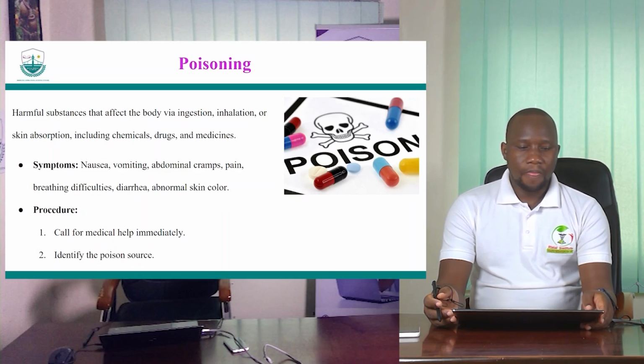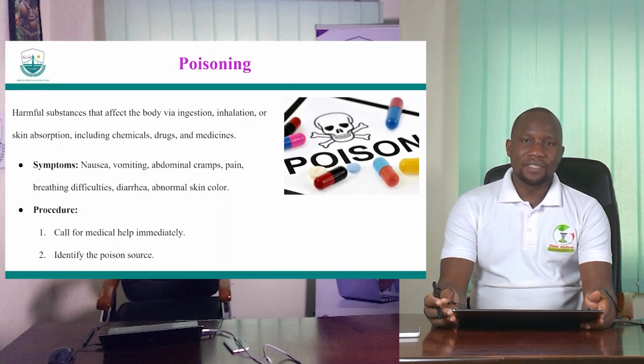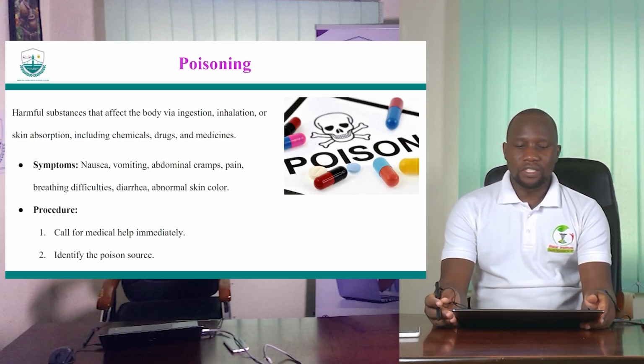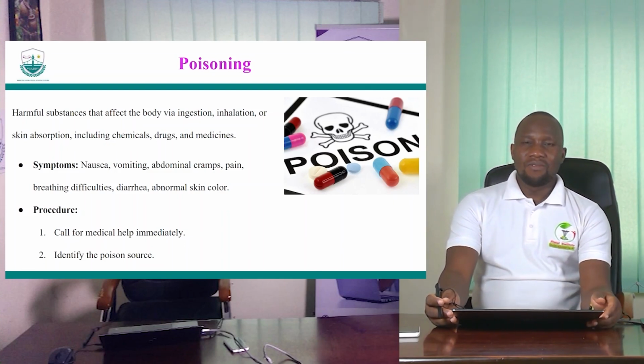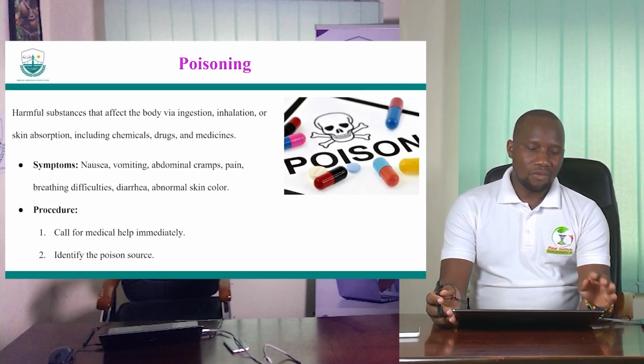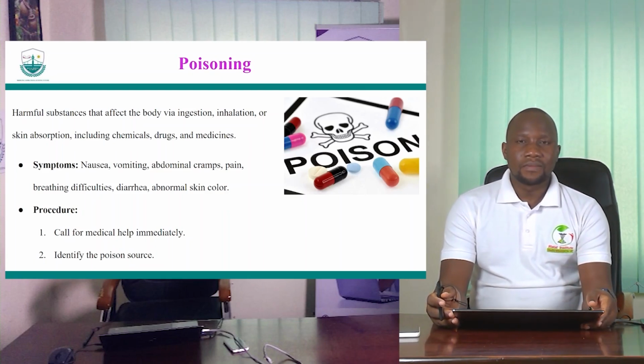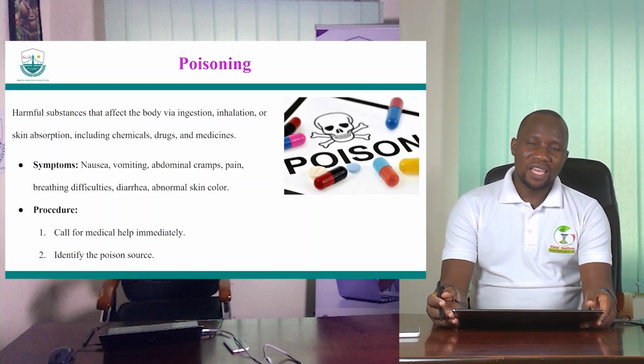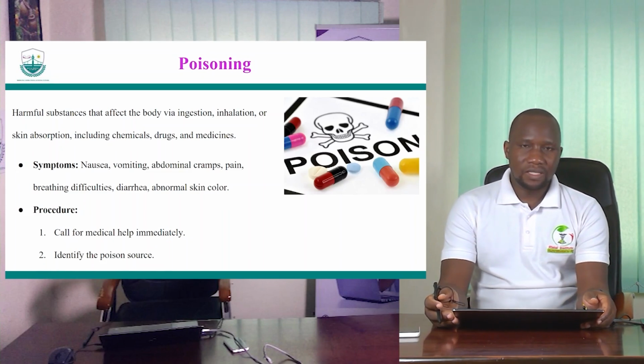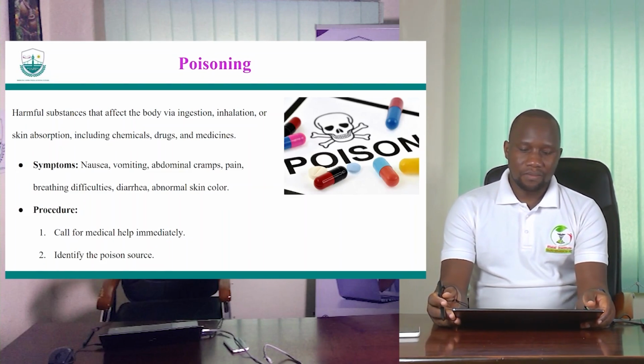And then poisoning. Poisoning is when you take in a harmful substance that will affect the normal function of your body. That substance can be inhaled, it can be ingested, or it could be a substance that gets into contact with your body or your skin. So how would you notice? There are many signs. Different poisons manifest in different ways. Others will start by vomiting, abdominal cramps, pain, breathing difficulties, diarrhea, or you have abnormal skin color.